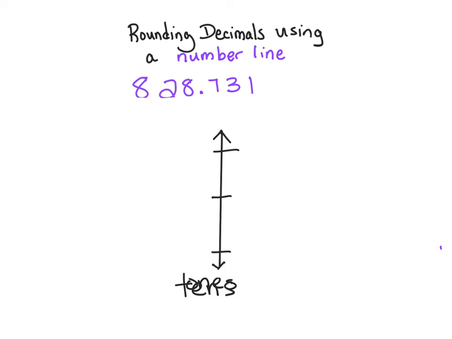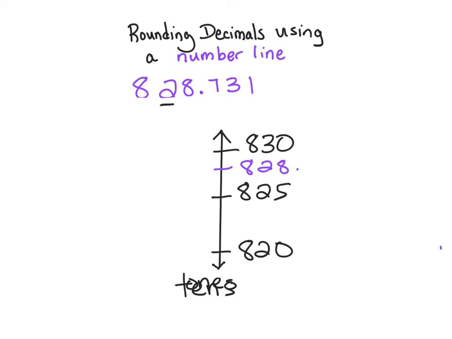In the next one, we are going to round to the tens place. The 2 is in the tens place. So when I look at that, 828, I have to realize that that 2, if I write just 82, that does not seem to work out. So it's 82 tens. 82 tens is 820. So for my high, I'm going to go 10 more, which would be 830. Halfway between 820 and 830 is 825. So now we plug in our actual number. 828 and 731 thousandths is bigger than 825. So we can see that this one rounds to 830.